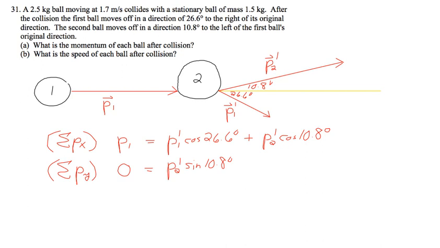And that's positive because that component for P2 prime is up. But the other one is down. So for this one I go to the right and up, and for this one I go to the right and down. So since I'm going down, it's going to be minus P1 prime times the sine of 26.6 degrees.